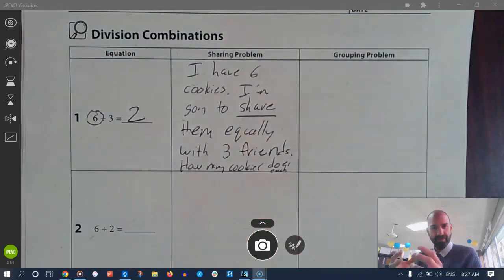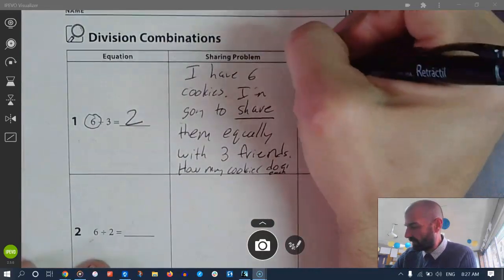All right. So again, I have this group of cookies, and I'm going to separate. I'm going to share them. All right. So one for you, one for you, one for you, one for you, one for you, one for you. Duh, you each have 2. Now there's this idea of grouping. So same thing. So 6 cookies.